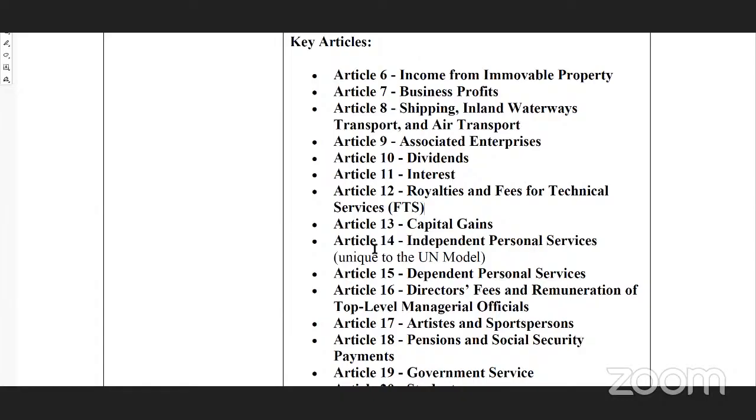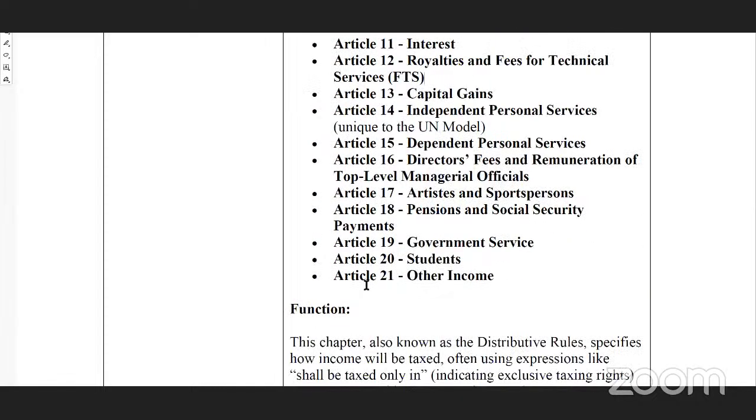Then we have Article 13, capital gains. Article 14, independent personal services, only unique to the UN model, just like Article 12A, right? So we have all these articles. I believe you wrote all of them down.